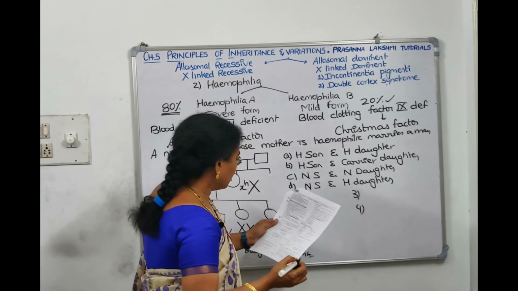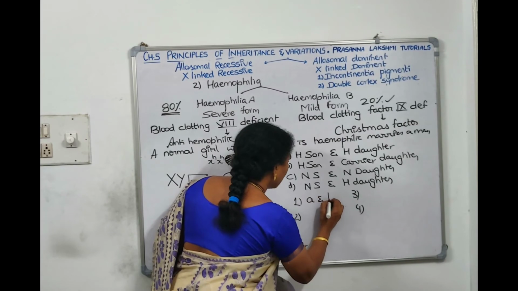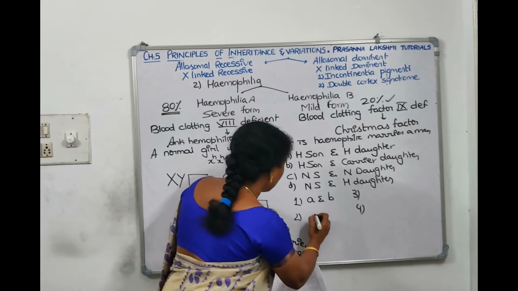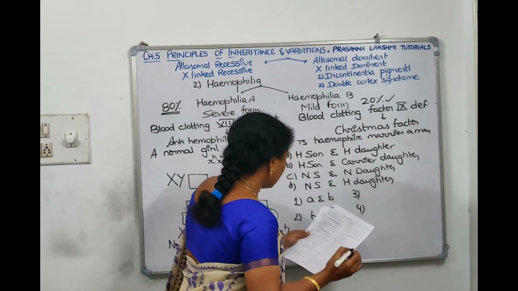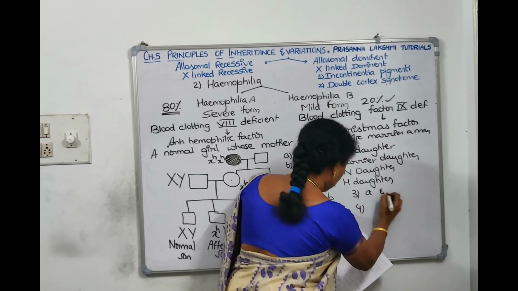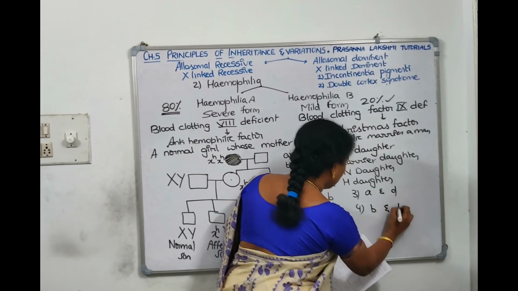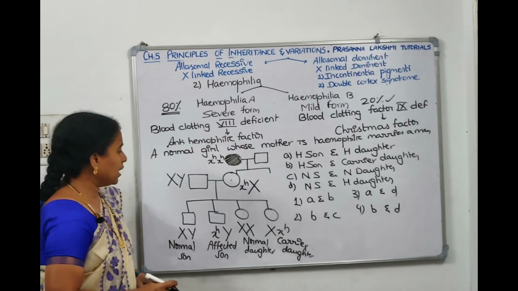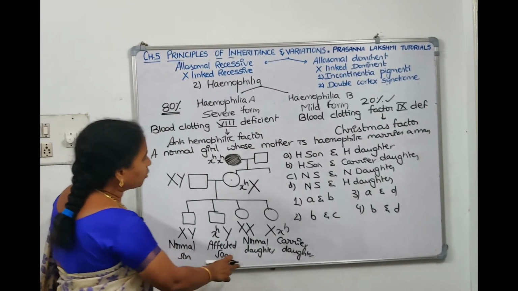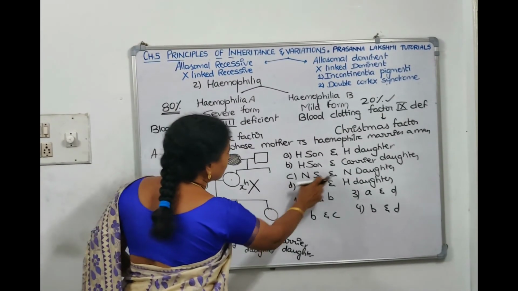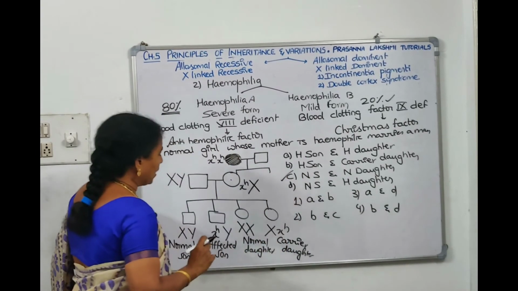In the first option they are telling A and B are correct. Second option, B and C are correct. Third option, A and D are correct. Fourth option, B and D are correct. Now if you see, normal son and normal daughter are there, so C is correct.